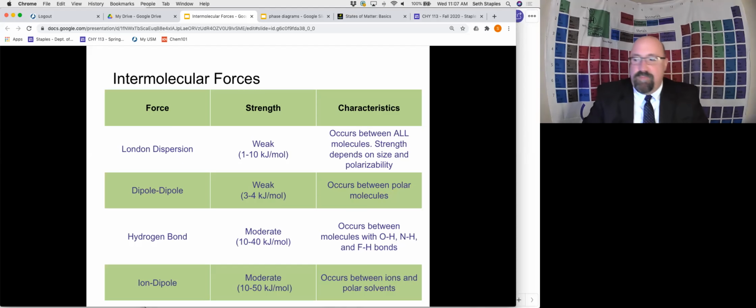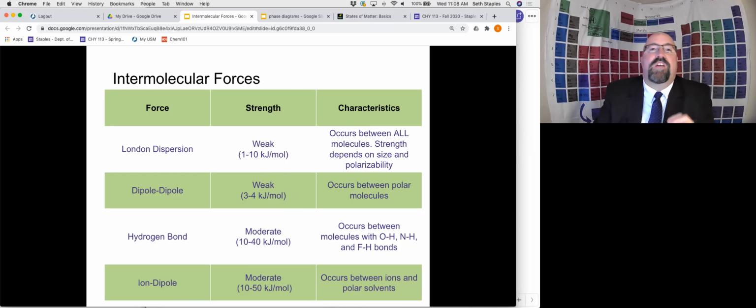And so a hydrogen bond is a special type of dipole-dipole interaction. I'll mention this again when we talk about hydrogen bonding in a few minutes, but it is important to note that even though we call it a hydrogen bond, it's not a true bond. It's still an intermolecular interaction. And then finally, we'll look at ion-dipole forces, which typically occur between ions and polar solvents.